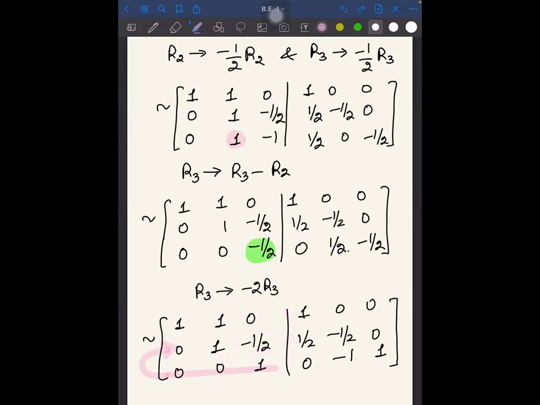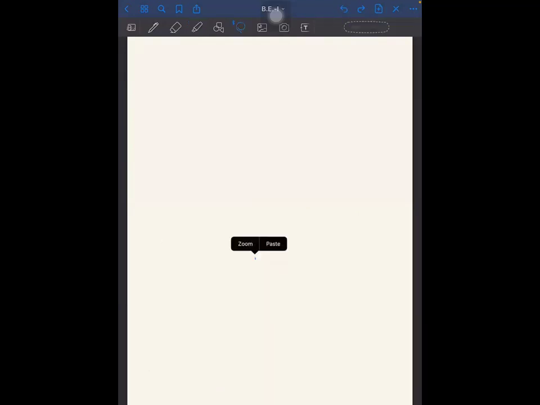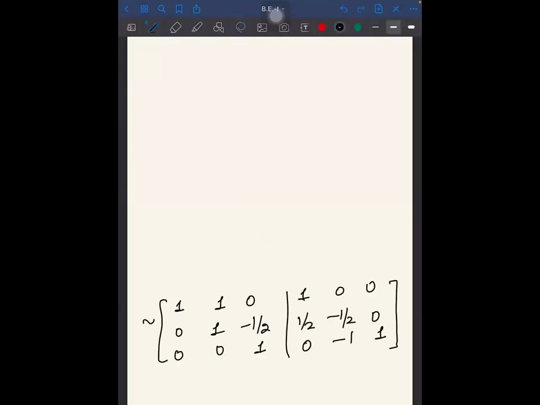So first of all, operate on R2 plus half times R3. So here you will get what? 1 1 0 1 0 0, and now you add, so this will remain the same.